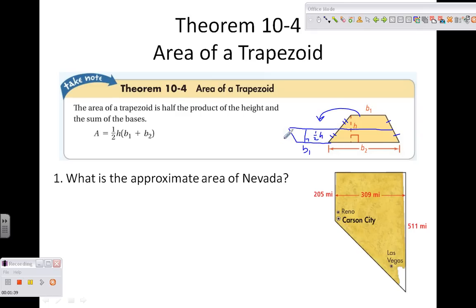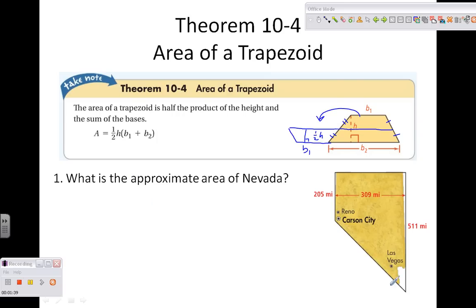So you'll notice I now have a parallelogram, and the area of a parallelogram is base times height. Well, the base of this parallelogram is the two bases added together, base 1 plus base 2, times what was half of the original height, and that's where this formula comes from.